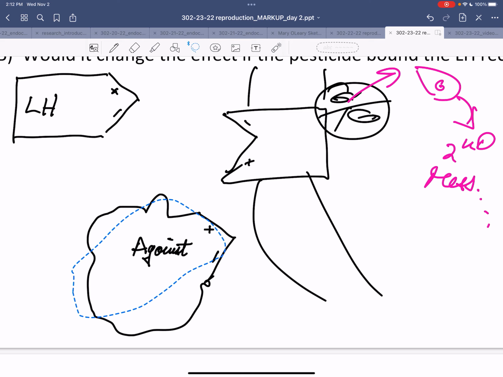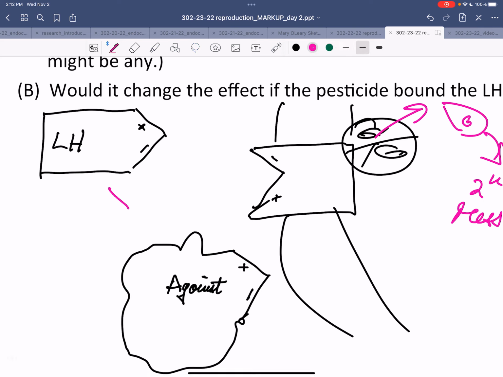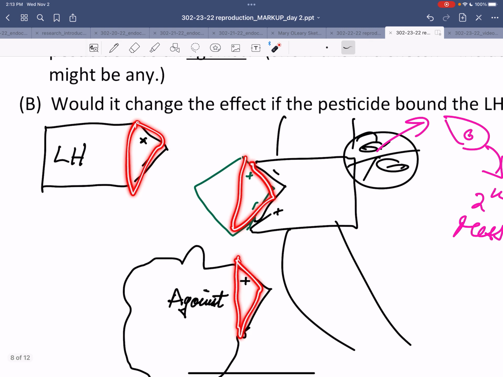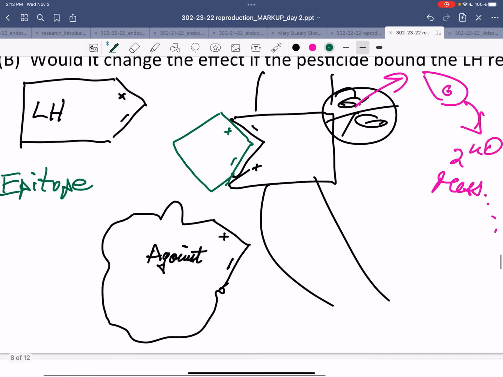Now, the same thing happens with an antagonist in terms of the binding region. So again, it would be similar enough to fit, but it would have some other shape. Again, it has to match. So the epitope, this region here, is the epitope, the binding region for all three of these. That is the epitope of the ligand, being whatever it is that's binding to the receptor.